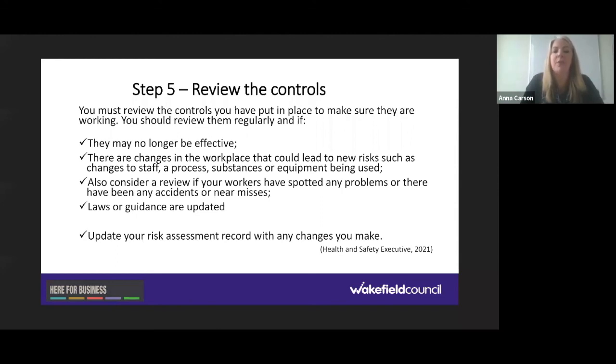Also consider a review if your workers have spotted any problems, or if there's been any accidents, near misses, or people off work with poor health. And then if laws or guidance are updated, this should also trigger you to read through the guidance or the new laws and ensure that your risk assessments are still up to the same level as the law or guidance. And remember to update your risk assessment record with any changes that you've made.